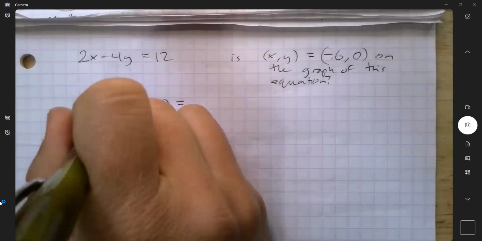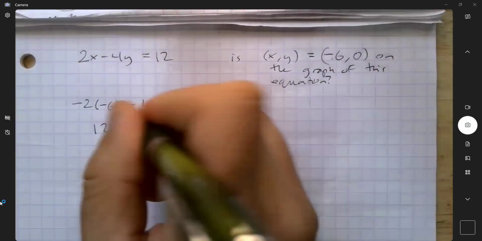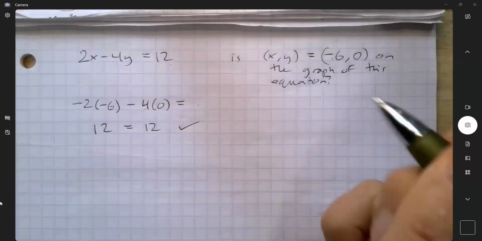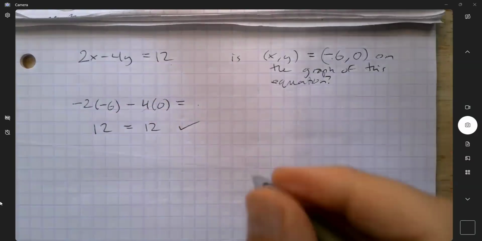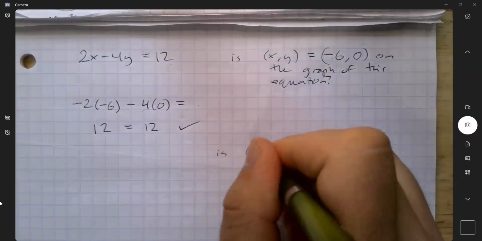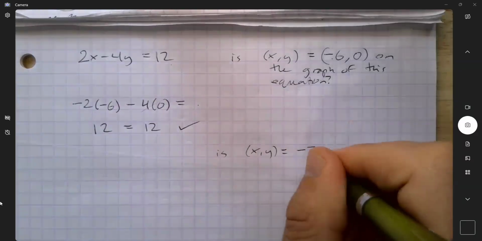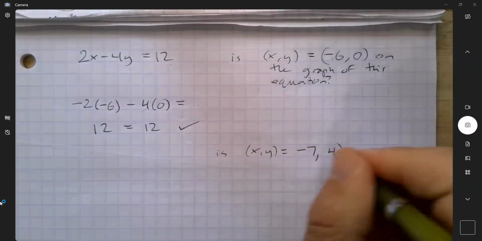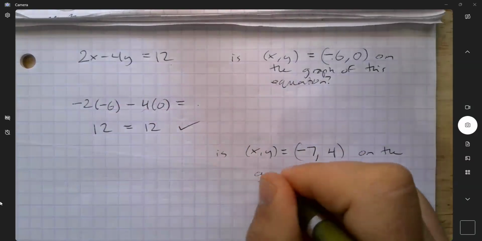2 times -6 is -12, and -4 times 0 is 0, so it goes away. Yes, that is true, so it is on the graph of the equation. Is xy equal, let's see, -7, 4 on the graph of the equation?